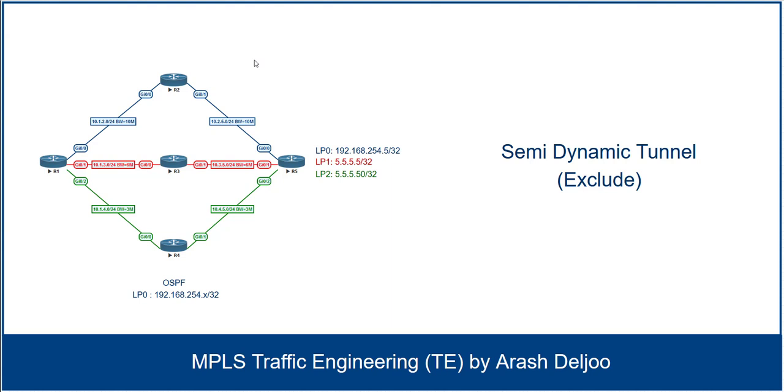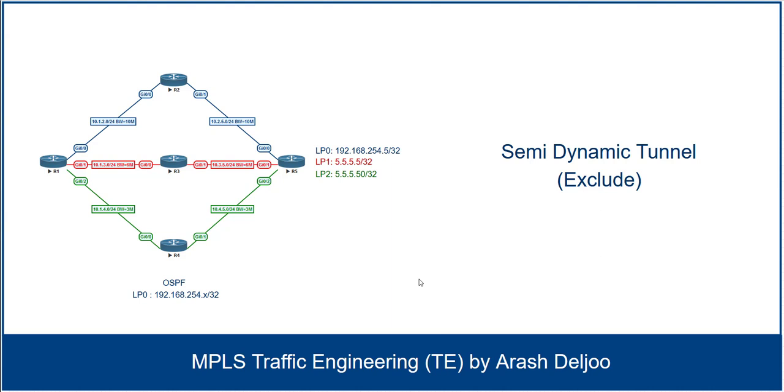For example, in this scenario again we have three paths. The first path, the blue path, has more bandwidth in comparison with the two other paths, for example the red path and also the green path. Because of that, R1 will send all traffic of these three loopbacks, meaning these three networks, through the blue path. Okay, I will show you, and after that I will configure semi-dynamic tunnel.